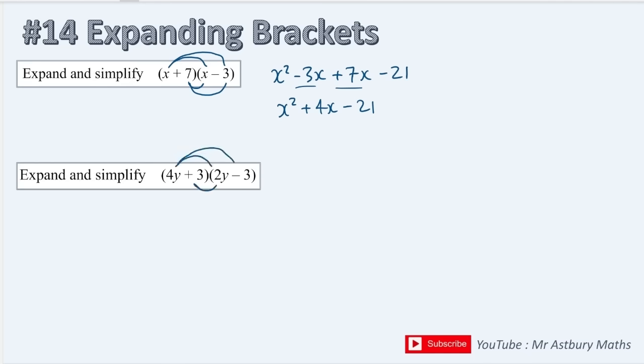Here's another example, same thing. Lobster claw. I'm going to get 4 times 2 is 8, and y times y is y squared. 4y times minus 3 is minus 12y, and 3 times 2y is 6y, and 3 times minus 3 is minus 9. Simplify the single y's in the middle, minus 12 plus 6 is minus 6.